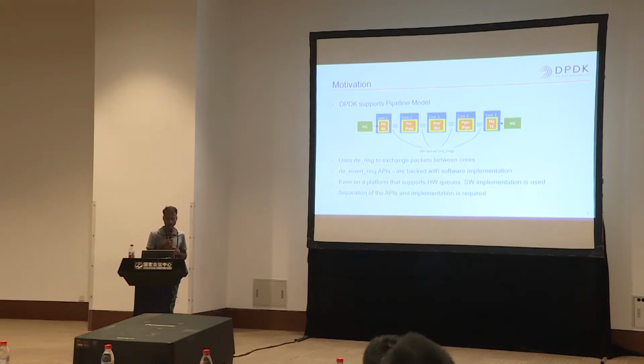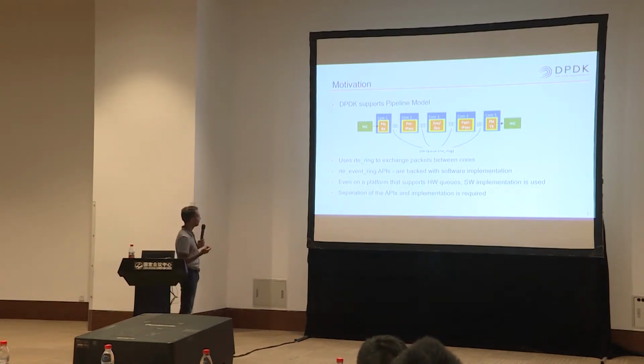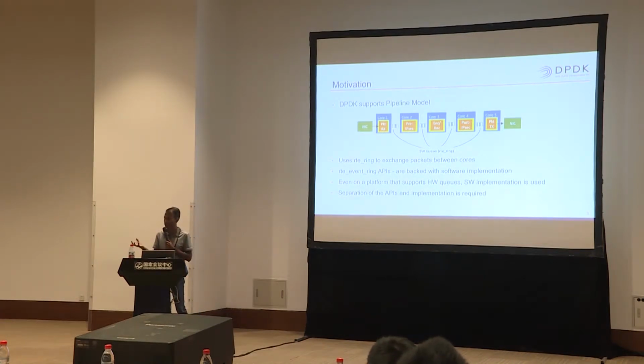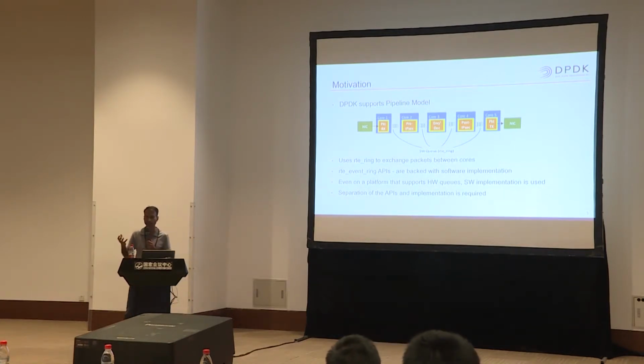So, what I feel is that we need to separate the ring or the queue implementation from the APIs. So that way we should be able to plug in a hardware ring implementation into those APIs. So this is the motivation or the thinking behind the Q APIs.